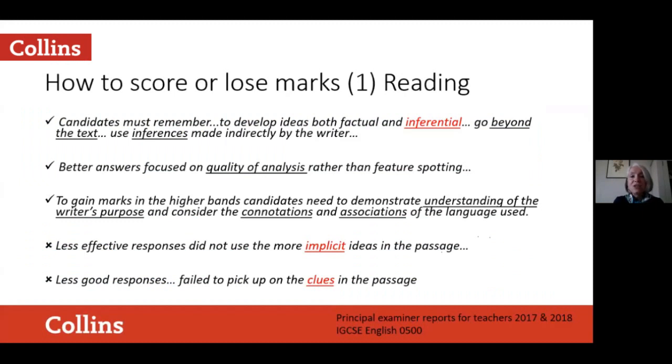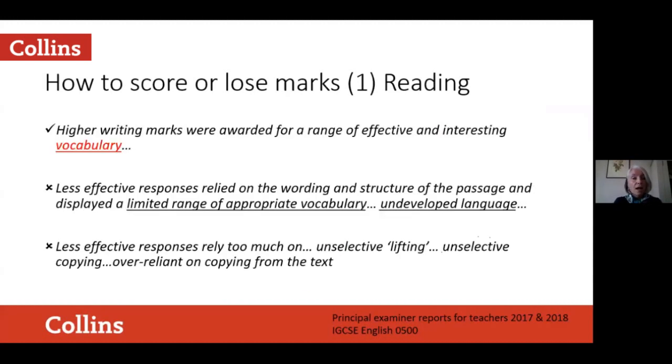That candidates need to read for inference. They need to read for inferential meaning, the meaning that is implied and implicit in the passage and that isn't stated in an explicit way. Less good responses came about when readers failed to pick up on the clues that authors had left in their passages. In the reading exam, as you know, there is a mark for the writing of the answers.